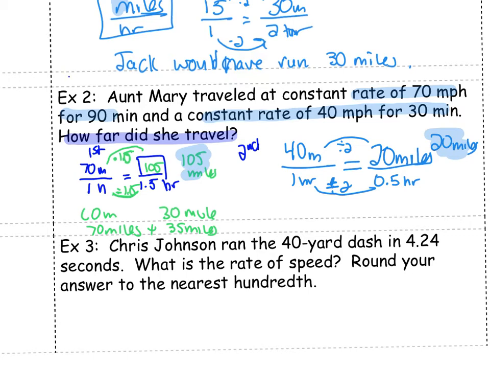So if I do the first part plus the second part, I get the total. So this was the first, this was the second distance. So a total distance of 125 miles.